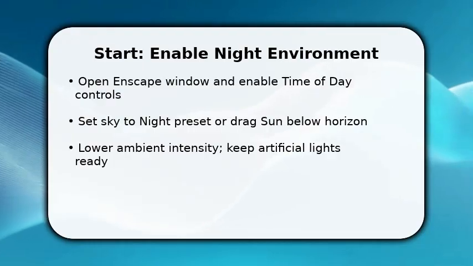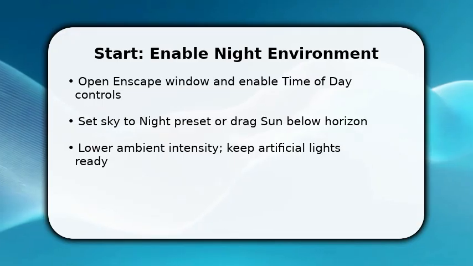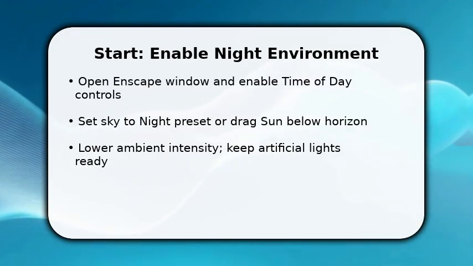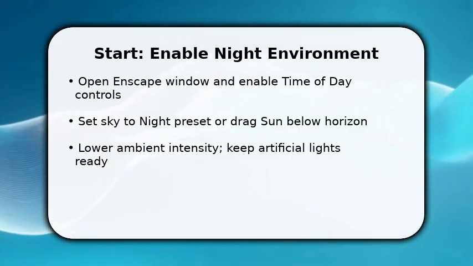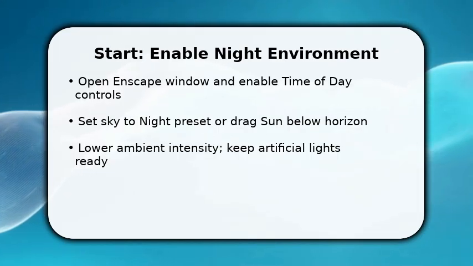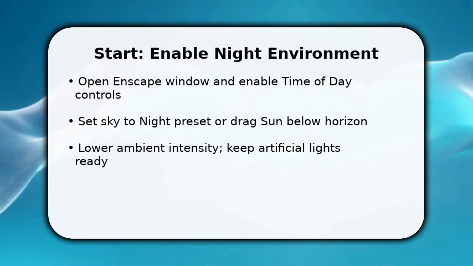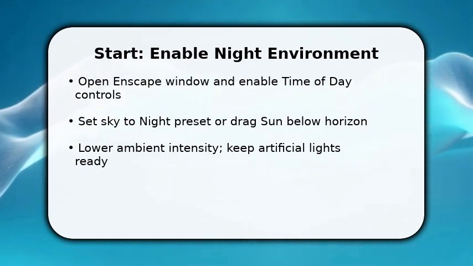You start by switching Enscape to night quickly. Open the Enscape window and use the time of day control. Set the sky to the night preset or drag the sun below the horizon until the scene darkens. Turn down global ambient intensity so nighttime lighting reads correctly, and make sure your interior and exterior artificial lights are placed and switched on. Once done, toggle live co-authoring off to avoid accidental changes, and prepare to refine individual lights and materials for true night clarity.